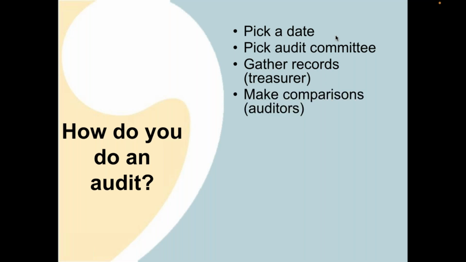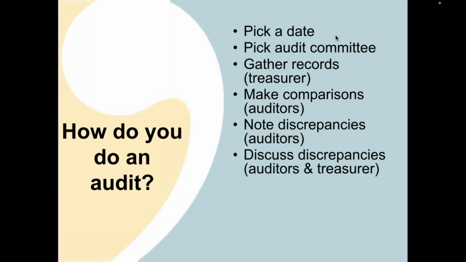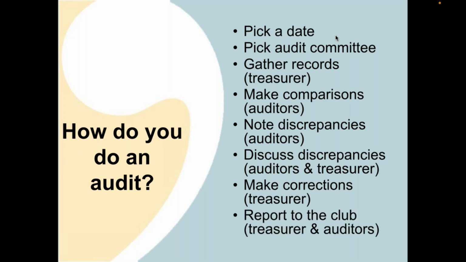On the audit day, the auditors will work through the audit steps, making the records comparisons. If they find any discrepancies, they'll note them on the audit checklist. Auditors don't make corrections themselves. When all the steps are completed, the auditors and the treasurer will meet to discuss anything that was found. The treasurer will determine what action is needed and make corrections and record the action taken. And then the treasurer and the auditors will give the final report to your club.